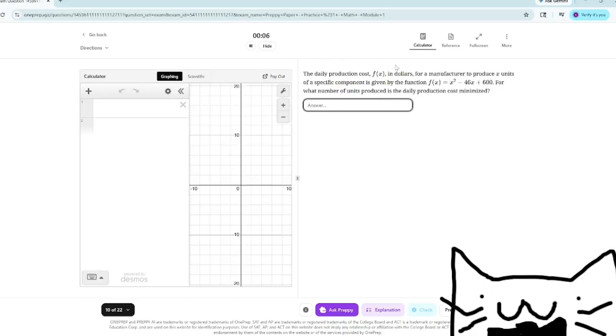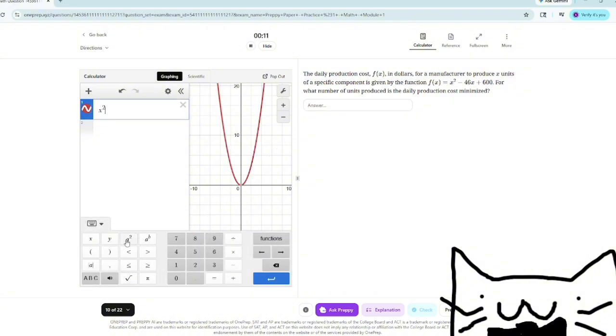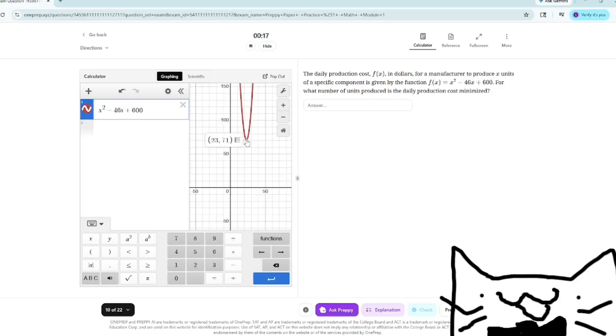Okay. Effects manufacturer. Okay, we just put it in Desmos. Produce x units. So it's 23.